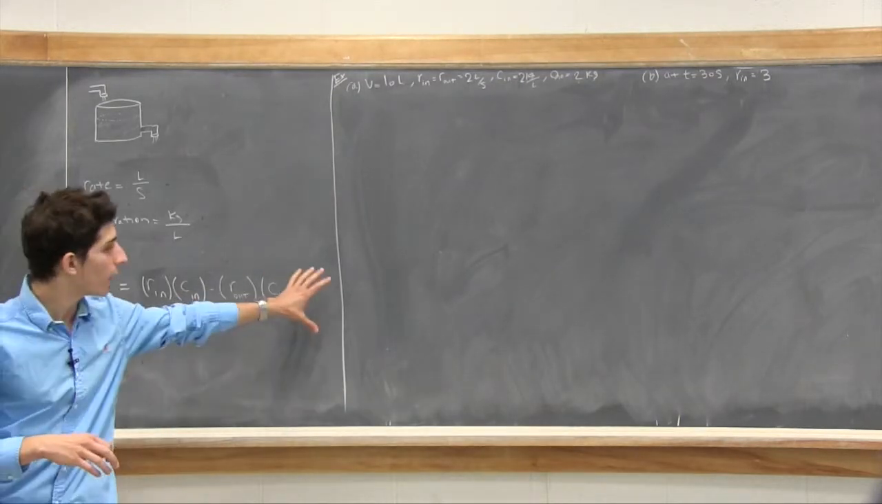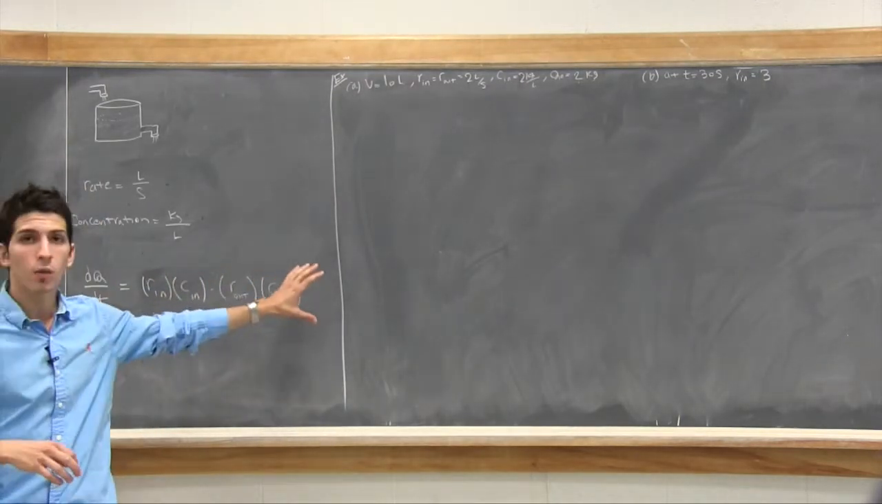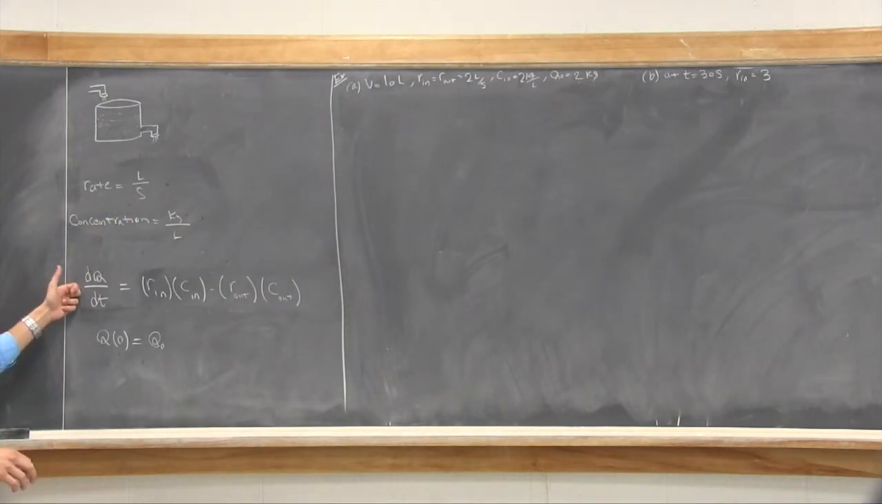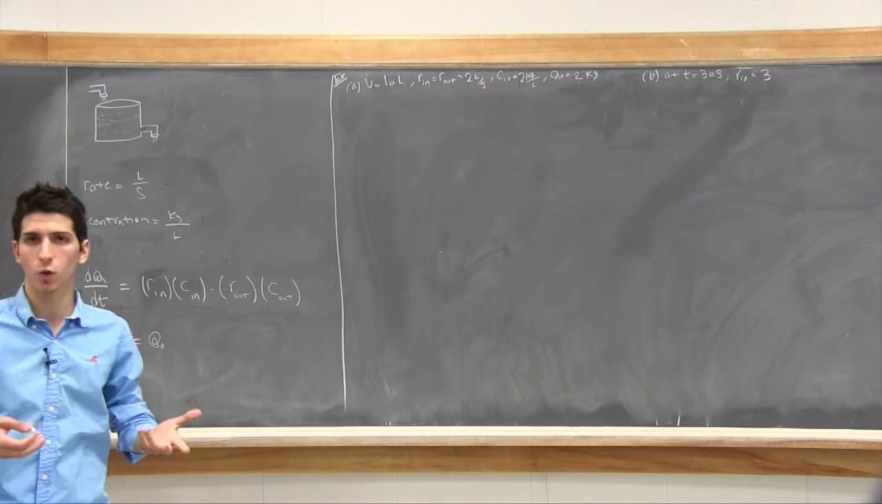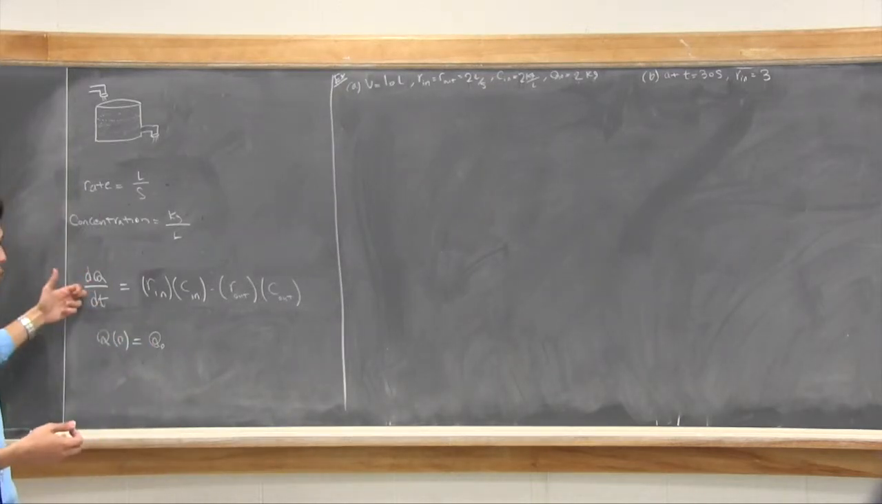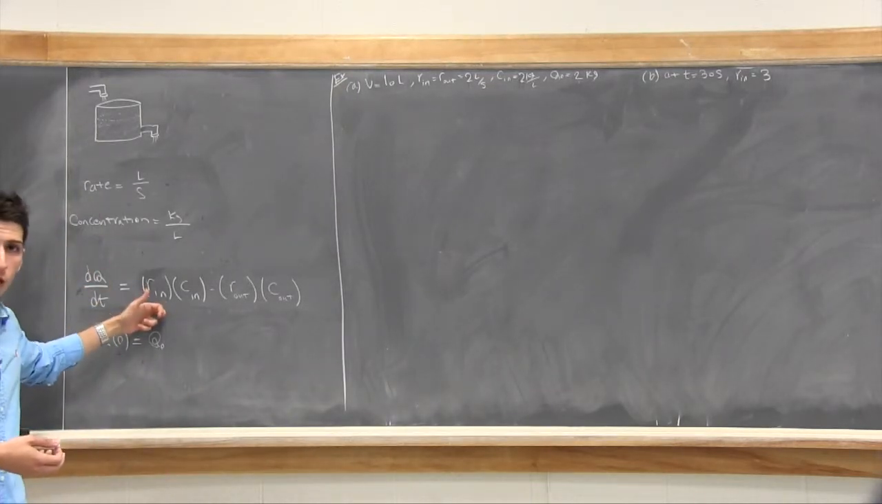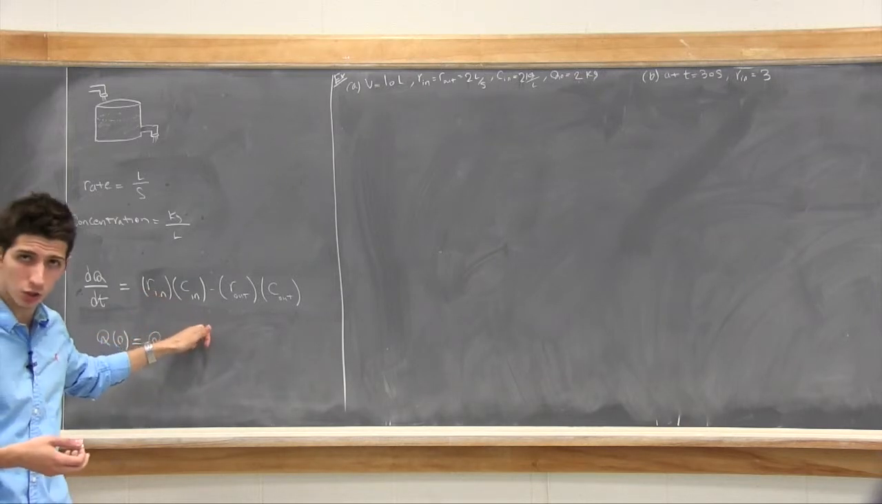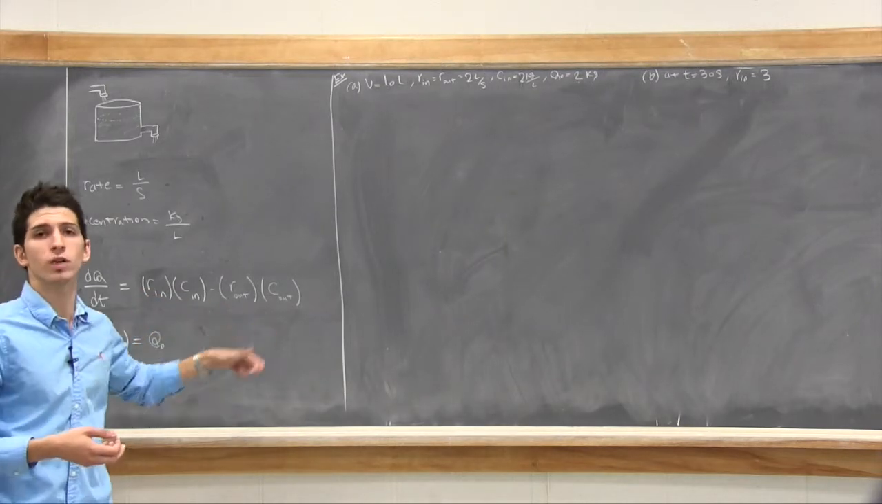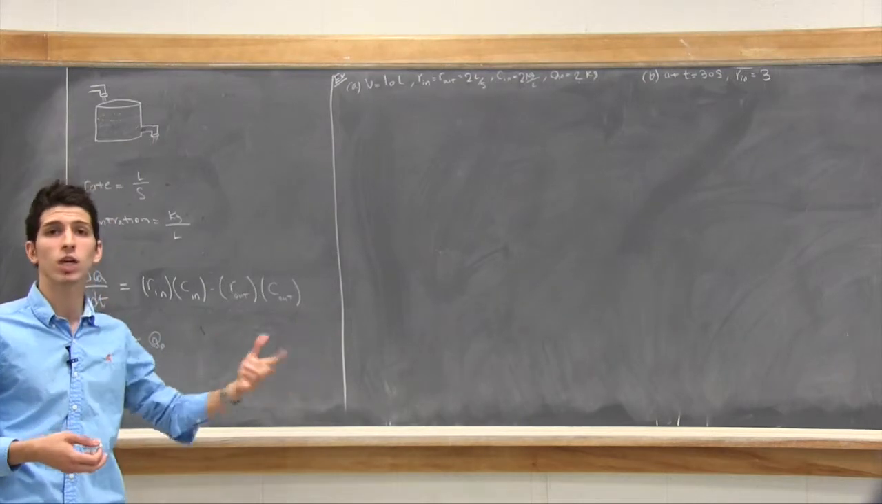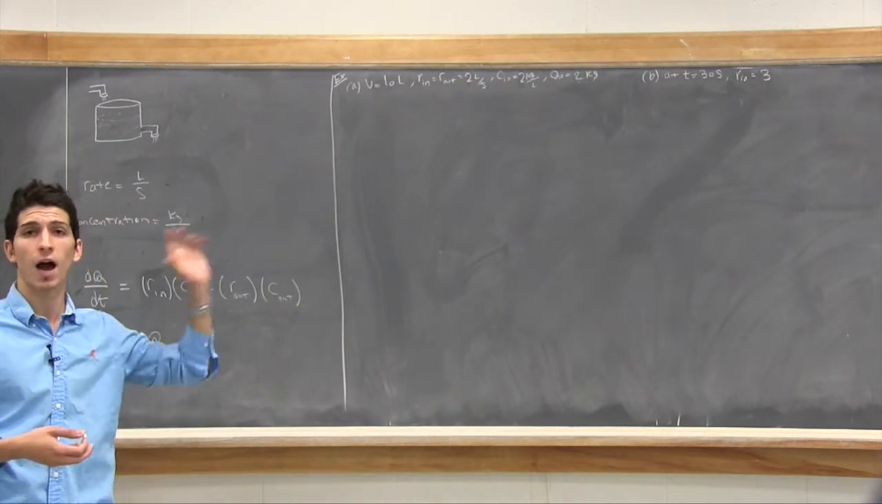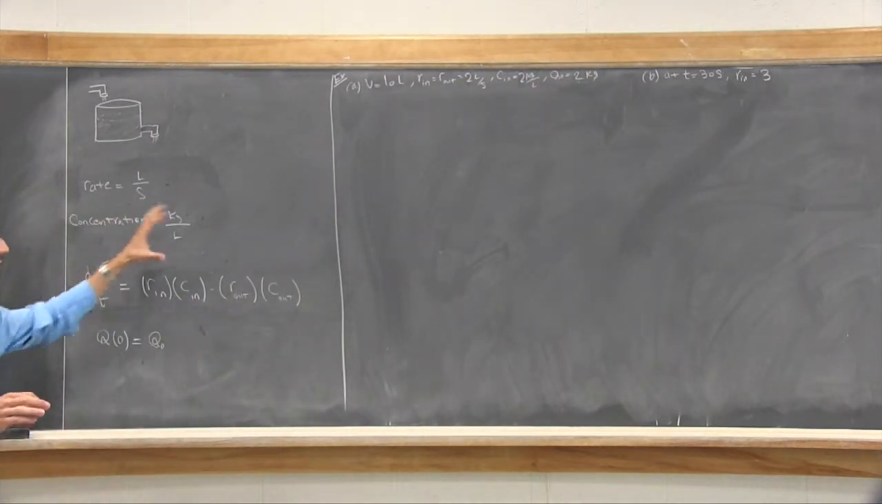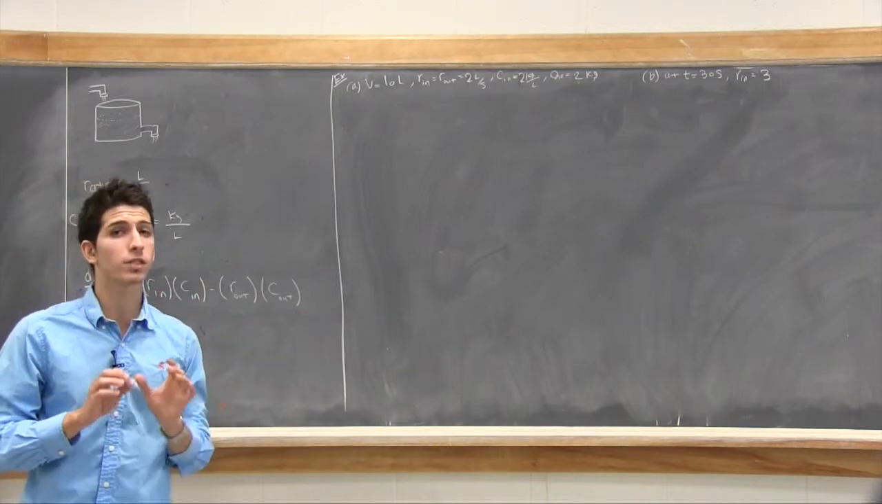So the way we're going to do the problem is very simple. We're going to set up a differential equation. We're going to say the change in the amount of salt, Q is representing the amount of salt in our tank. The change in the amount of salt is just the rate at which the mixture is coming in times the concentration of the mixture minus the rate at which the mixture is going out times the concentration of that outgoing mixture. Now that is going to give us an answer, but it's going to have a constant.